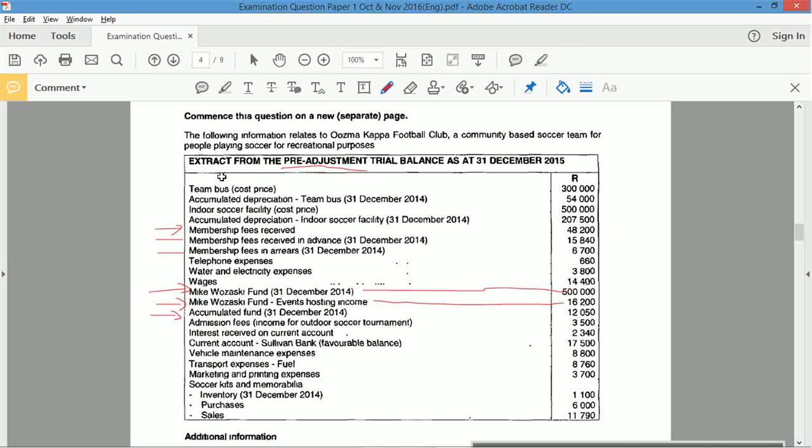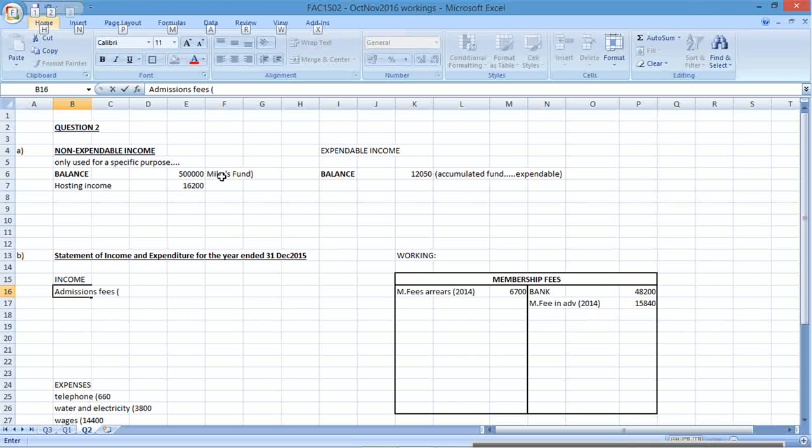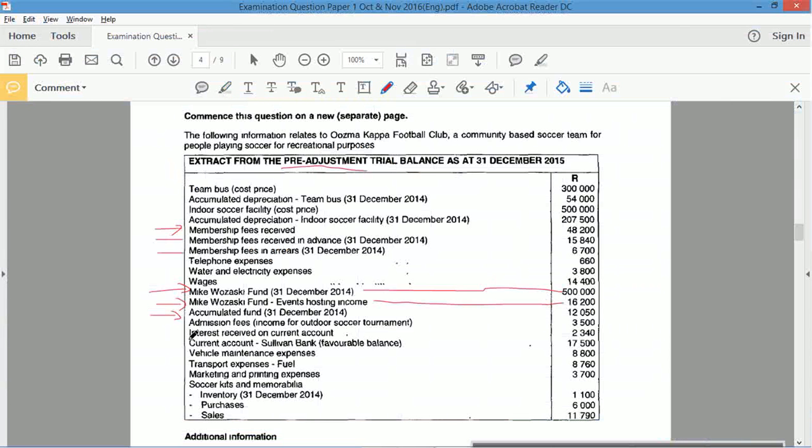Admission fees, what is that? It's an income, exactly, so that goes over here. Admission fees, how much? 3,500. Next, interest received on current account. Income, right? Yes, 2,340. Next, current account. What is that? It's a favorable balance, so it's an asset. The current account at the bank is favorable and will be part of your current assets.